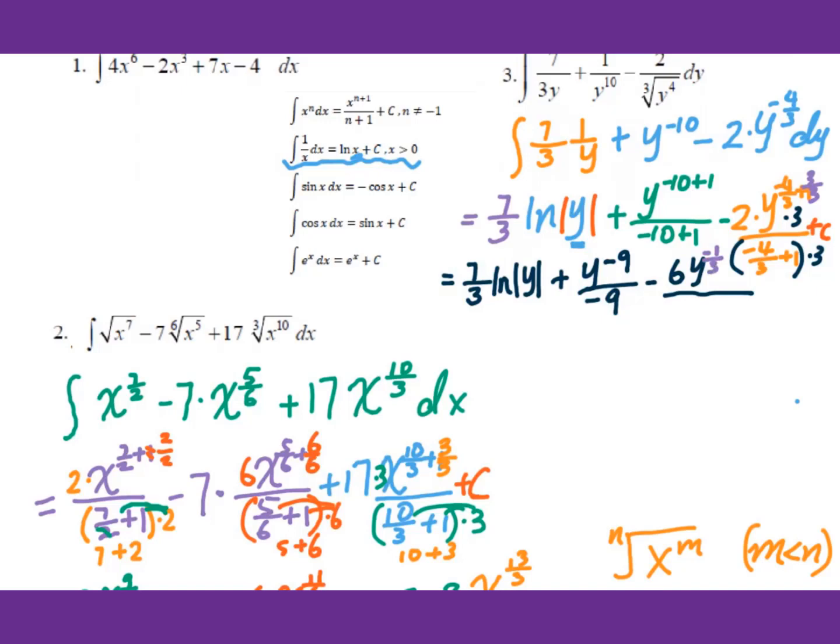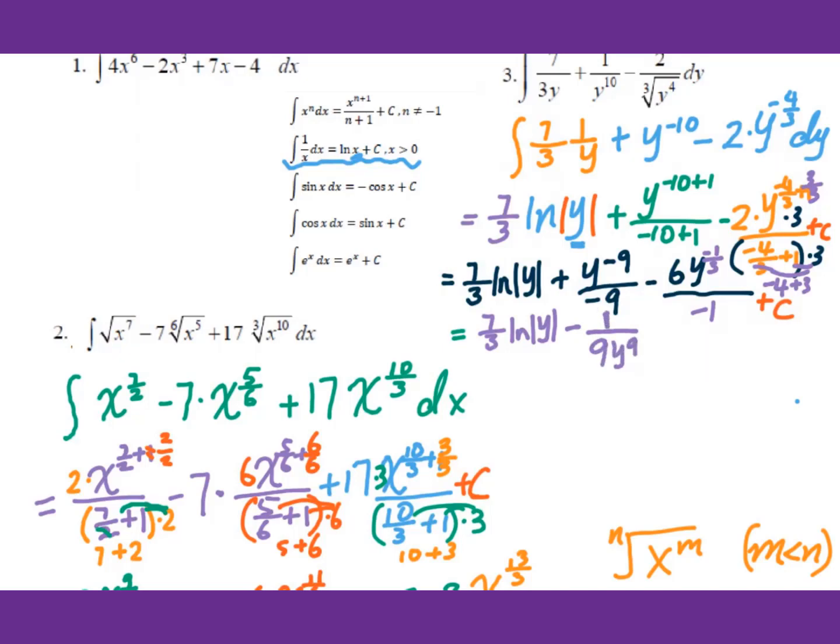And to the denominator, we do the distributive property. Reduce this, that's negative 4 plus 3, that's negative 1. Then do plus c. So you will get 7 over 3 natural log of absolute value of y, minus, this will be 9y to the 9th power.